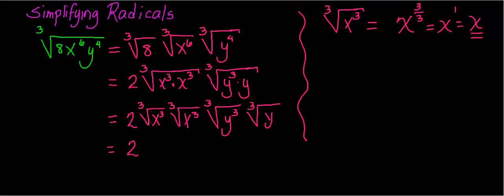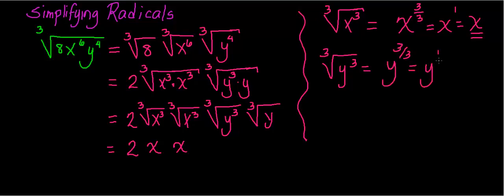So this is 2. Here I have an x. Here I have another x. And the same thing happens with the cube root of y cubed. If I change this to a rational exponent, this is how it would look, and that equals y to the 1st power, which is y. So this here is equal to y, and here it is, y. And then the cube root of y, that's just y to the 1/3 power, which means you just keep the cube root of y because you can't simplify that. You would need y squared.